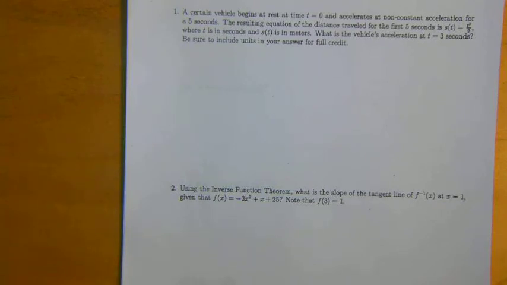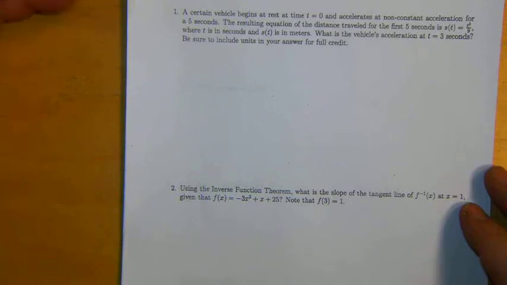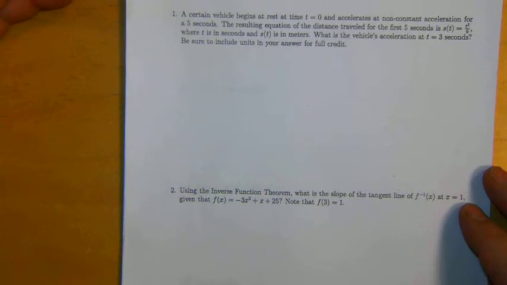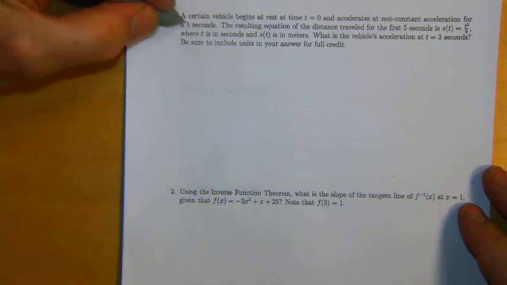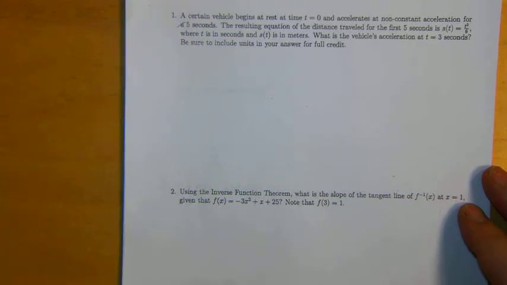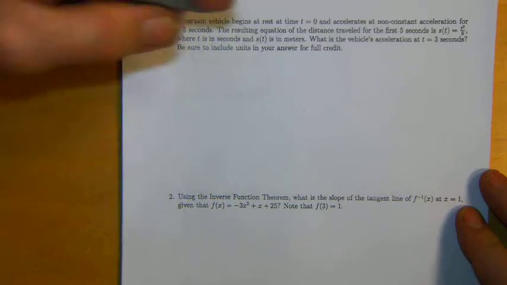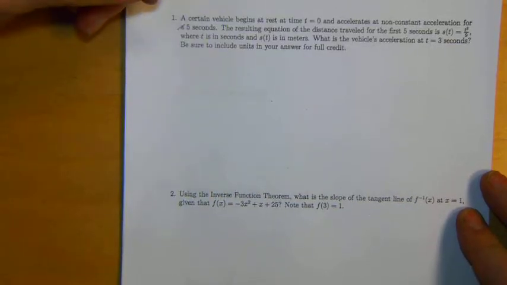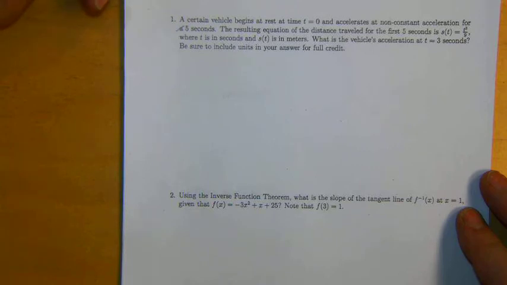Okay, first problem. A vehicle is at rest at time equals 0. It accelerates at a non-constant acceleration for 5 seconds. There's an "a" in there that doesn't belong. The resulting equation for the distance traveled in the first 5 seconds is S of t equals t cubed over 9, where t is in seconds and S of t is in meters. What is the vehicle's acceleration at t equals 3?